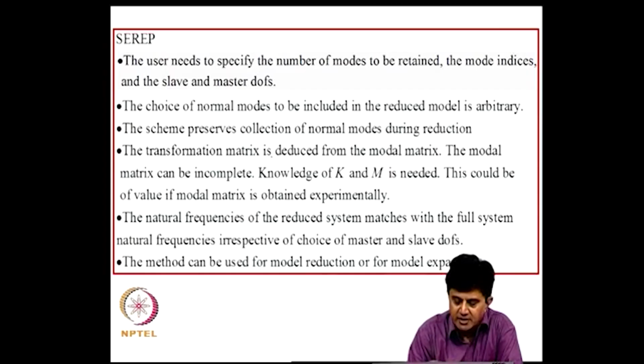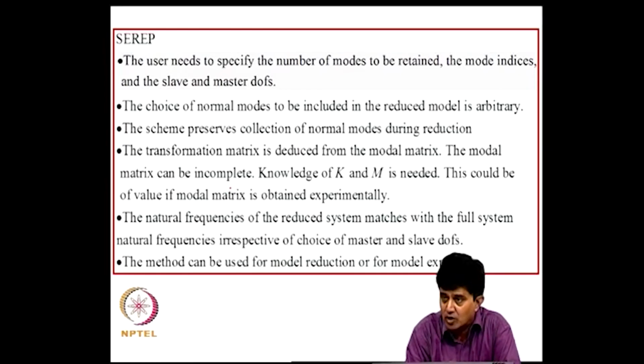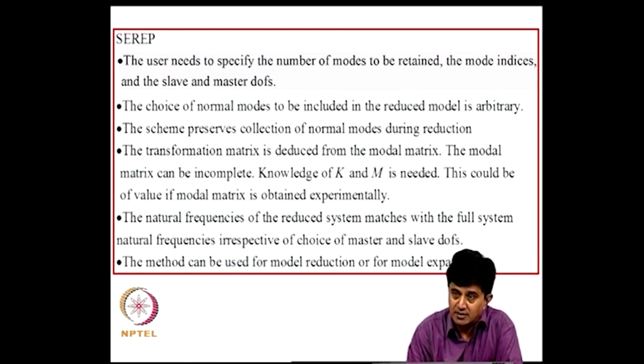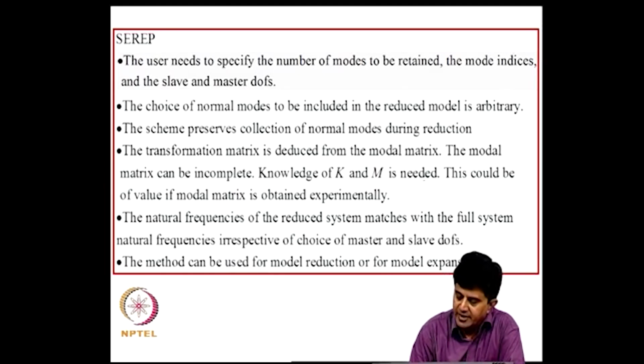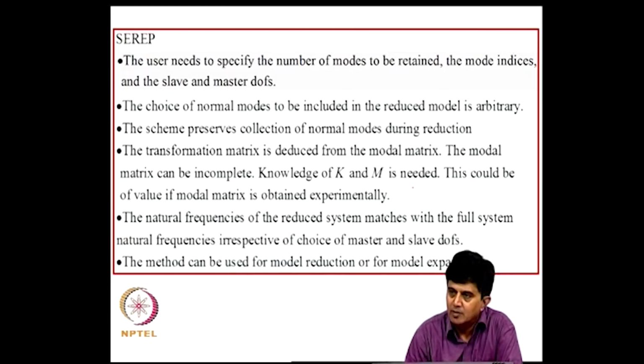The transformation matrix is deduced from the modal matrix. The modal matrix can be incomplete. You need not have a square modal matrix; you can even work with a rectangular modal matrix. This is what would happen in experimental modal analysis. In an experimental modal analysis, the modal matrix is seldom square, it will always be a rectangular matrix. So, it will be incomplete. Knowledge of K is of course needed if you are doing this computationally, because you need to find the modal matrix.